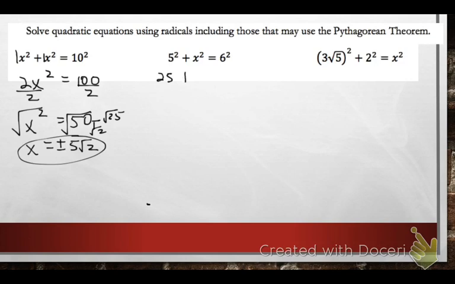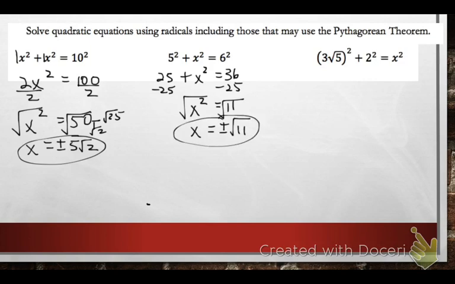Alright, continuing, we have 25 plus x squared equals 36. So let's subtract 25 from both sides. X squared will equal 11. And then we just work backwards from the x being squared, so that would be x equals plus or minus the square root of 11, because it's not even.